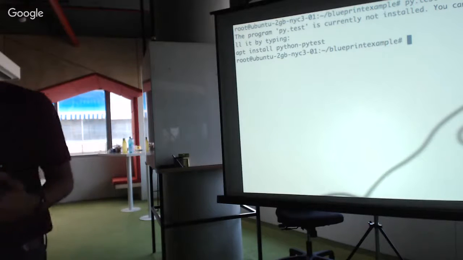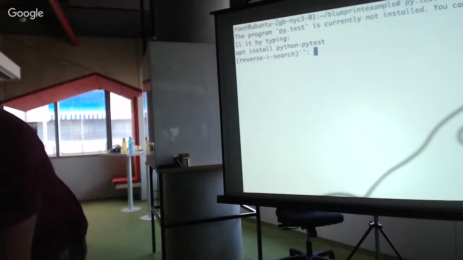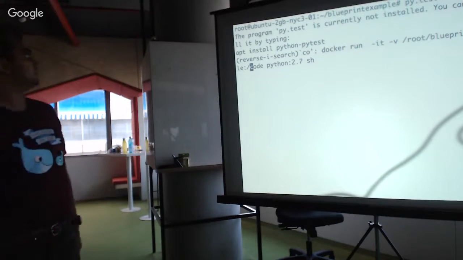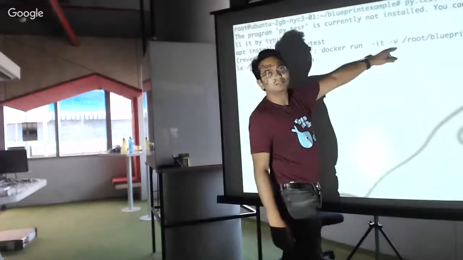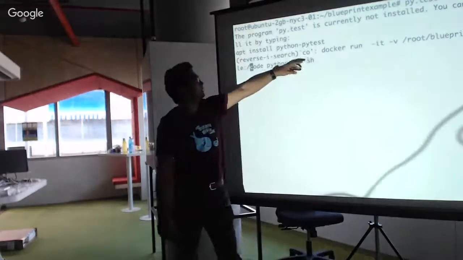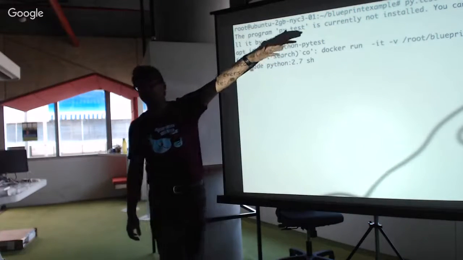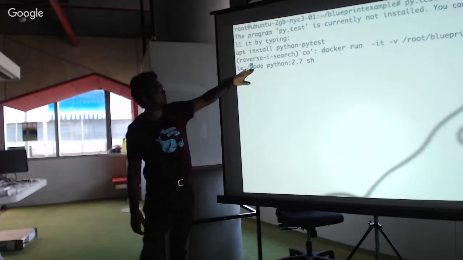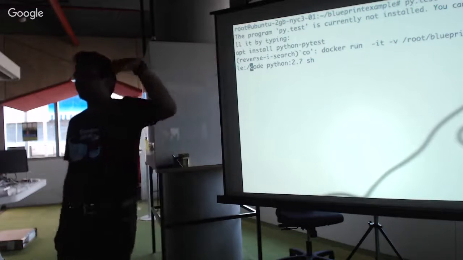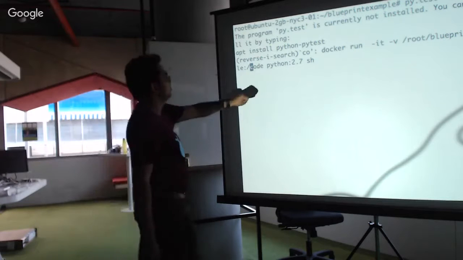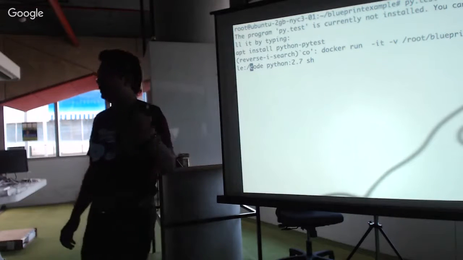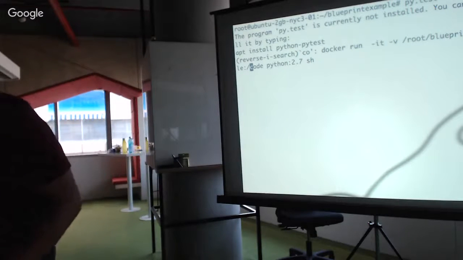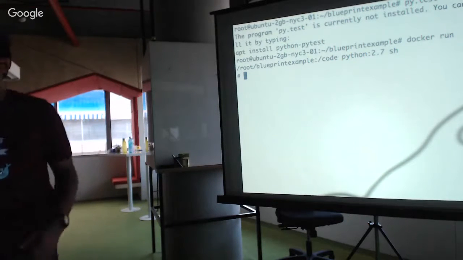So what I want to do, as you might have guessed now, is create a container in which I mount my current folder, the folder in which I have the blueprint example, under /code of the container, right? So I'm starting a container from which image? Python 2.7, right? I want to start a container and in the container I'm going to run the test. So I just name the container.